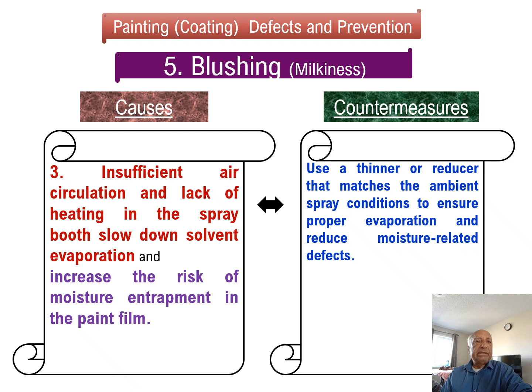Number three reason is insufficient air circulation and lack of heating in the spray booth. It slows down solvent evaporation and increases the risk of moisture entrapment in the paint film. The recommended countermeasure is use a thinner or reducer that matches the ambient spray conditions to ensure proper evaporation and reduce moisture-related effects.